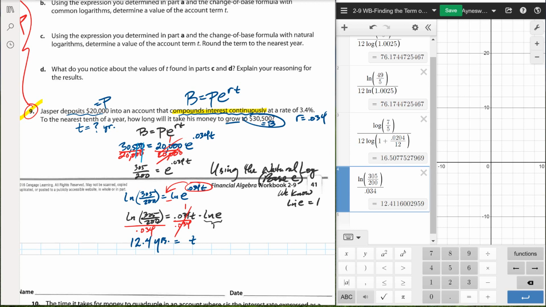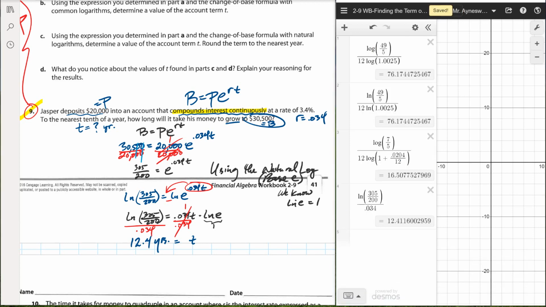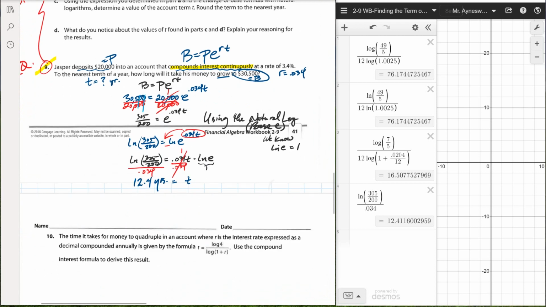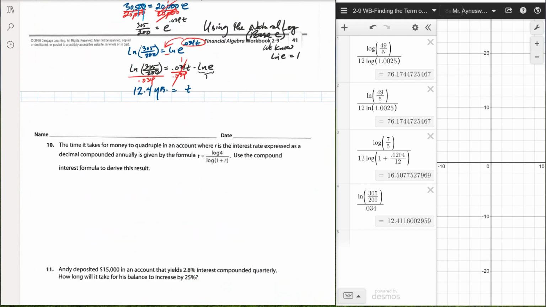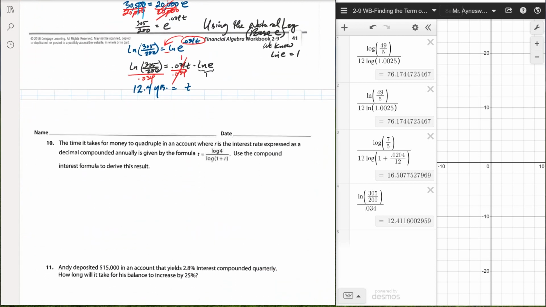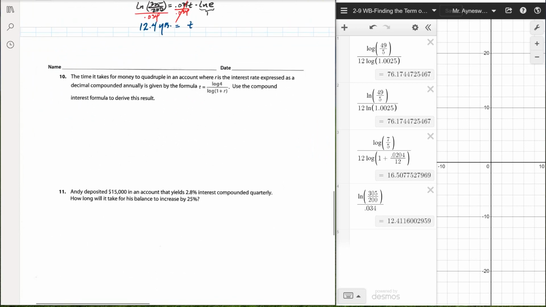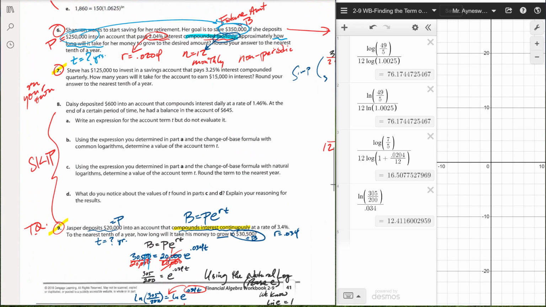Hit the save button on your Desmos here. Make sure you save all your work because you're going to be doing a few other ones. We'll do number 10 together in class, in the next class period, with Mr. A, that's me. Just wait for me when I get back. And we'll do number 11 as well together when I get back into class. So you have a little homework to do.